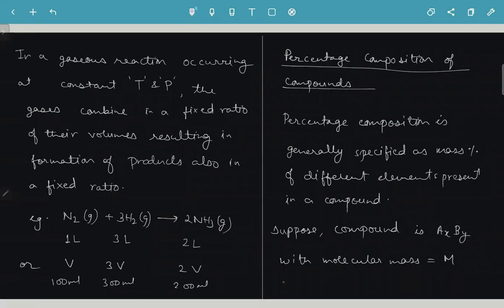M can be calculated as X into atomic mass of A plus Y into atomic mass of B. X and Y are the atomicities of A and B respectively.